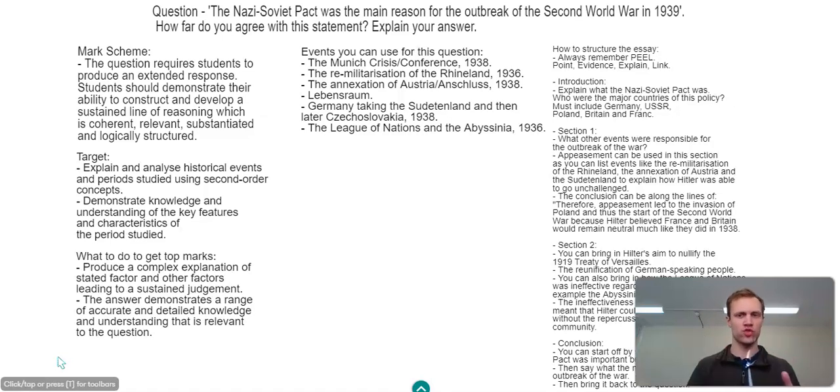Now, first of all, as a historian, there is no right or wrong answer for this question. Obviously, if you get the wrong date or you get the dates mixed up, you will be penalised for that. But if you say, for instance, the annexation of Austria in 1938 is more of a reason for the outbreak of the Second World War, as long as you give, as it says in the mark scheme, which will come along just now, a coherent, relevant, substantiated and logical structured argument, you will not go wrong.